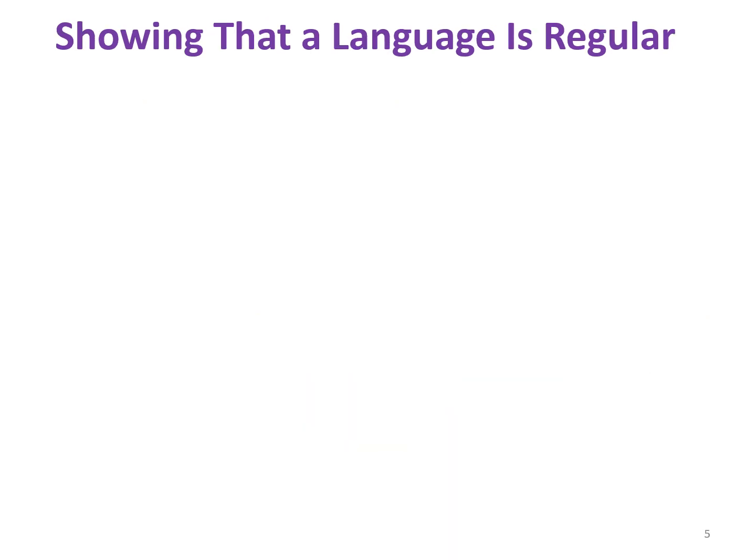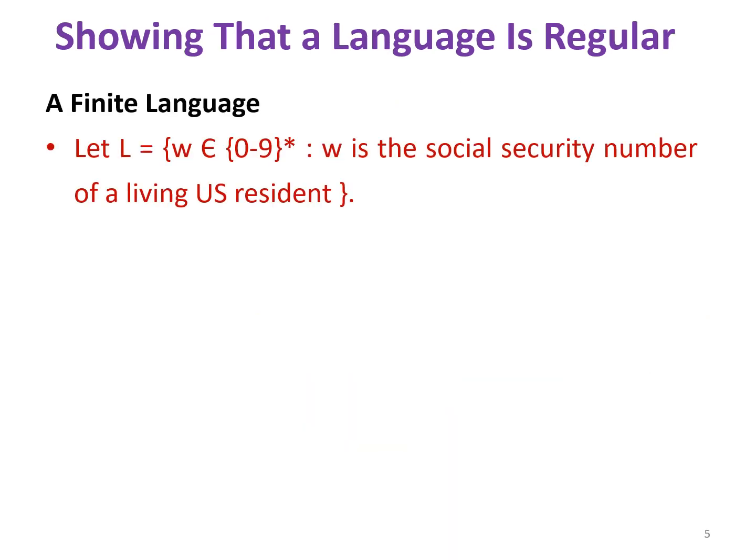Let's see some examples. A finite language L = {w ∈ {0-9}*, where w is the social security number of a living US resident}. L is regular because it is finite.